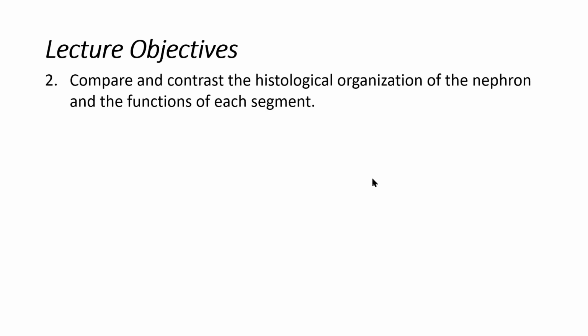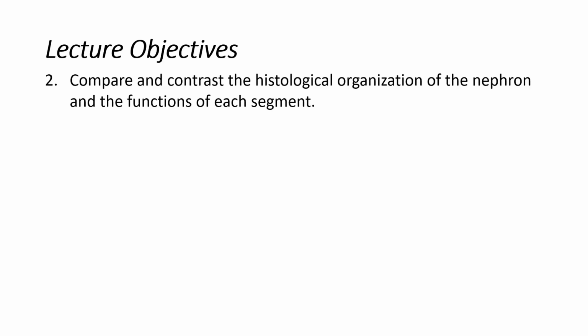So moving on to objective 2, we're going to compare and contrast the histological organization of the nephron and the functional aspects of each segment of the nephron. So I want you to think about this as the mainstay of our talk about the renal system. You really want to think about the nephron and think about each unit, each part of the nephron. And later on, we're going to add the functional aspects.